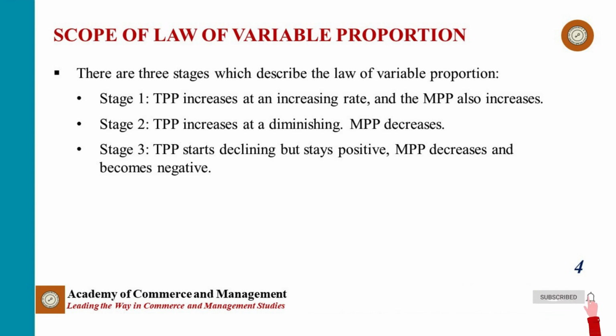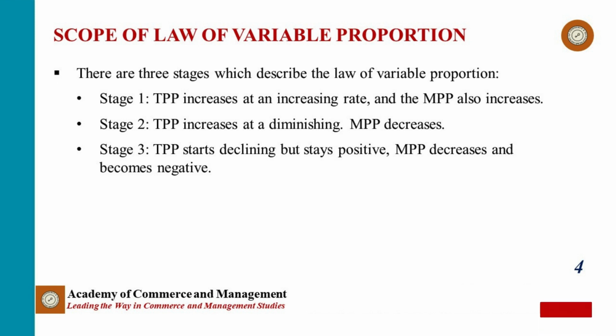This allows the producer to use more units and optimally utilize their resources. Here, in the second stage, the TPP increases at a decreasing rate. Even if it increases at a diminishing rate, it remains positive. Due to the increase in the number of variable units, the MPP decreases. This stage is called the stage of diminishing returns. Producers will probably prefer to operate in this stage.